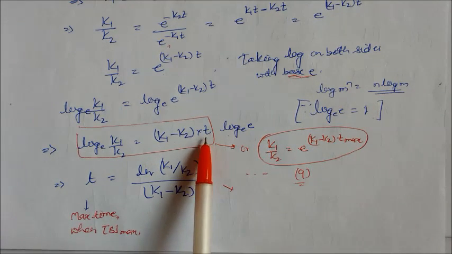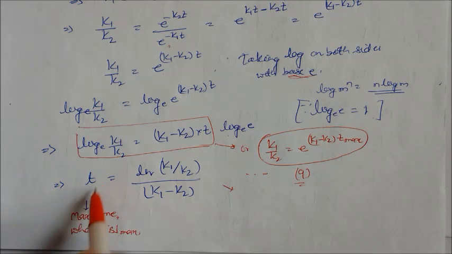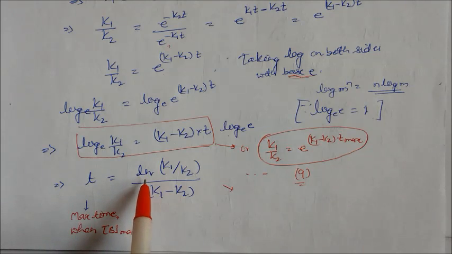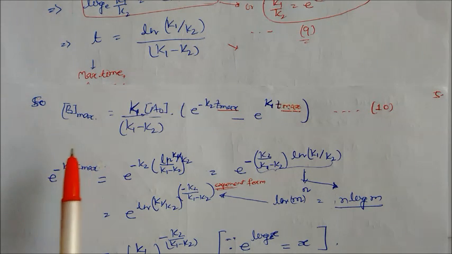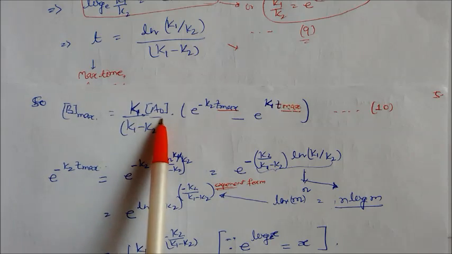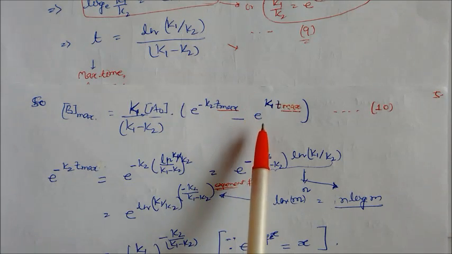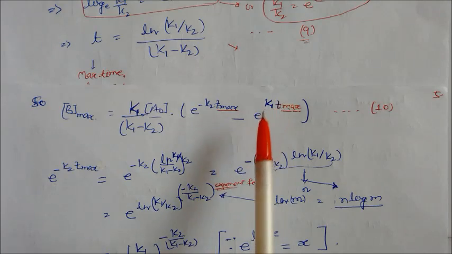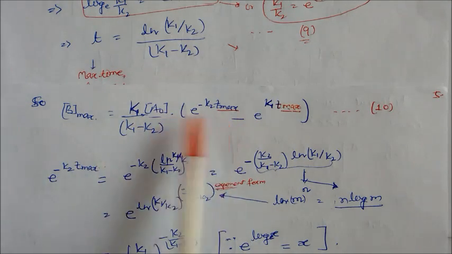Why maximum? Because b is maximum. So t max is the maximum time when the concentration b is maximum. It is written as natural logarithm k1 by k2 divided by k1 minus k2. Now we have to find the b maximum value, which we have already calculated: k1 into a naught divided by k1 minus k2, into e to the power minus k2 t max minus e to the power minus k1 into t max. This is the t maximum value, possible only when b becomes maximum.